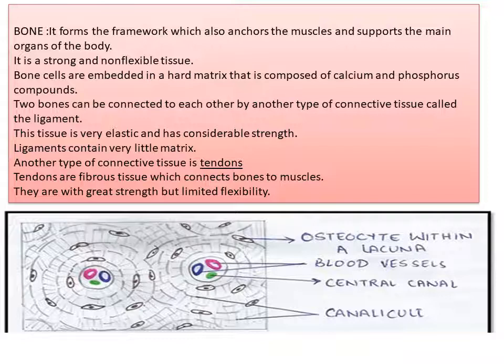Another type of connective tissue which is connected to the bone is tendon. And the mnemonic for tendon is MTB: muscle, tendon, bone. Means the connective tissue that joins bones to the muscles or muscles to bone is tendon. Tendons are fibrous and they also have great strength, but their flexibility is limited. They are less flexible, less elastic as compared to the ligaments. Let's move to the next slide.